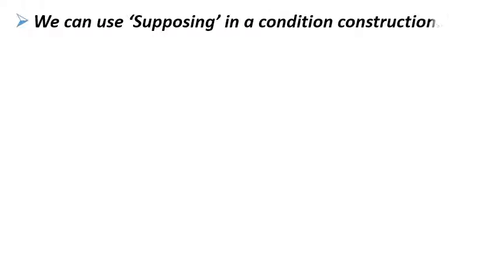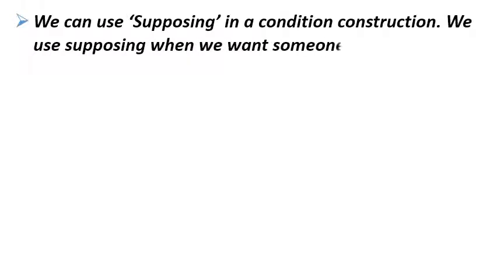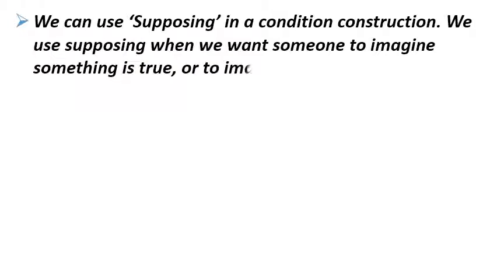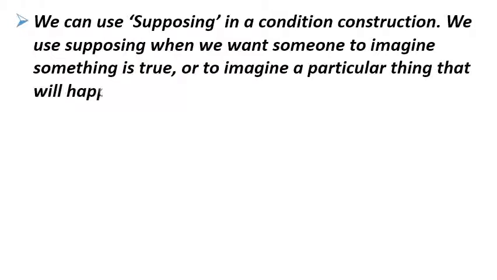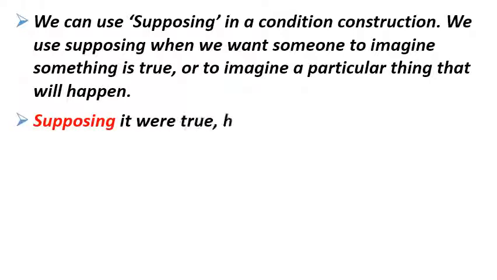Remember one thing, we can use supposing in a conditional construction or conditional sentence. We use supposing when we want to imagine something is true, or to imagine a particular thing that will happen. For example, suppose it were true, comma, how we should laugh. So in place of suppose we can use an if clause also.